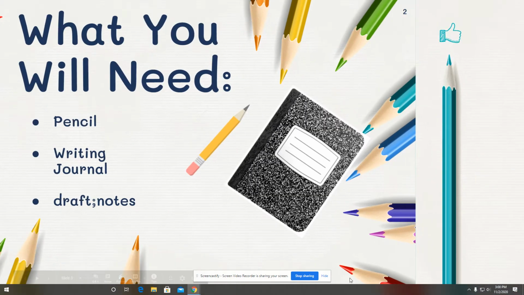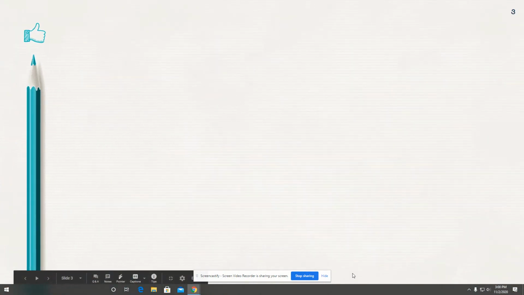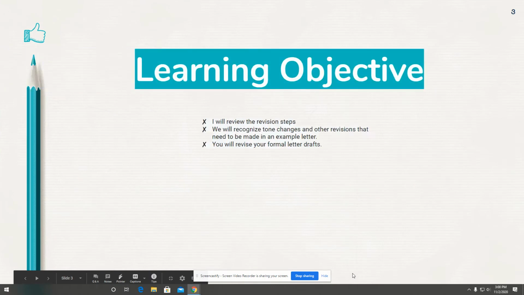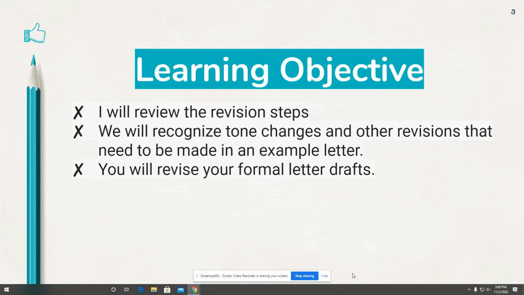Okay, now that you're back and you have all your materials, let's go over the objectives for today. I will review the revision steps. We will recognize tone changes and other revisions that need to be made in an example letter. And then you will revise your formal letter drafts.